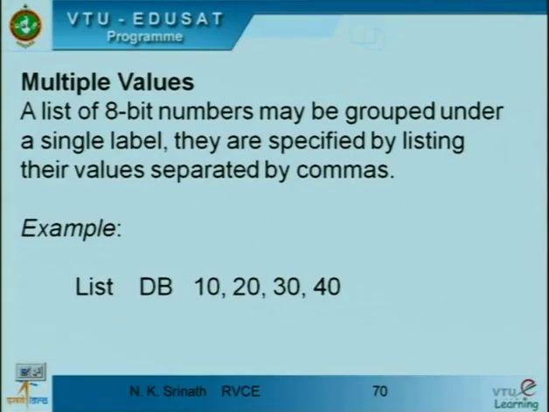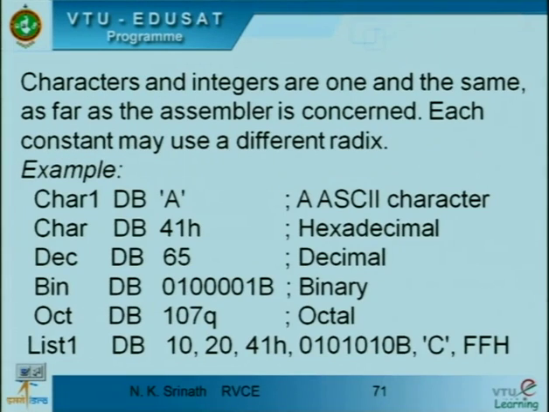It is possible to represent multiple values. For example, list DB 10, 20, 30, 40, which we have already mentioned, is an example where the values are separated by a delimiter called comma. Characters and integers are one and the same from the microprocessor point of view. The same is true of the assembler, so it stores in the memory location the way you mentioned.